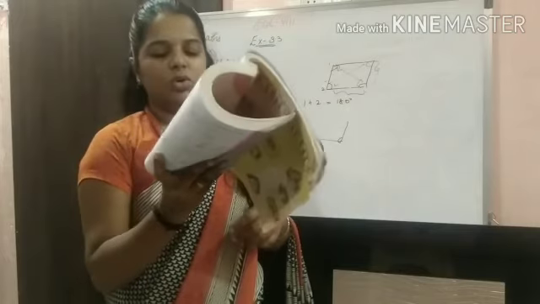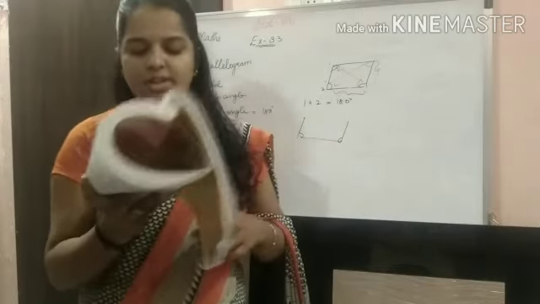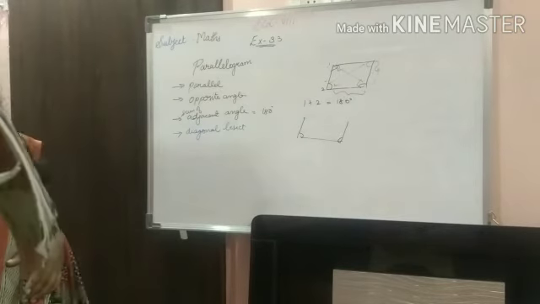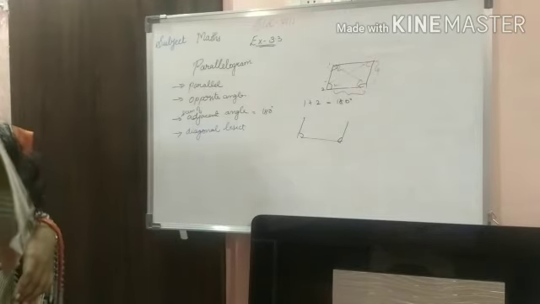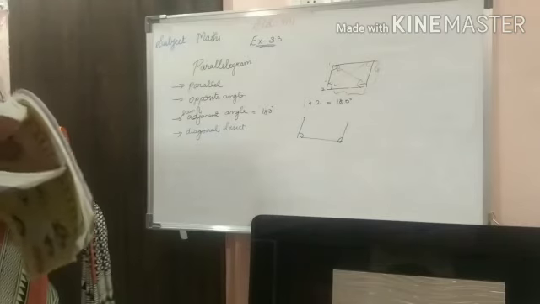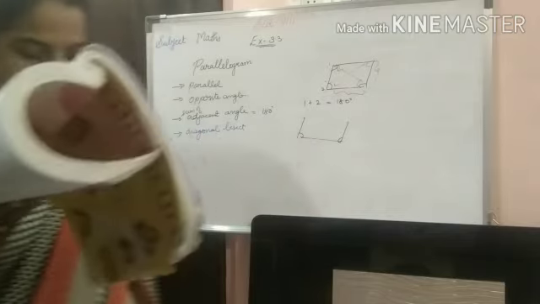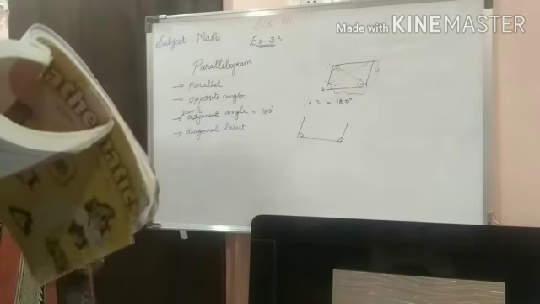OC is equal to BD. OC is equal to, you can write OC is equal to OA. Why? Because it is equal to half of that diagonal of the parallelogram. Understand, students? And diagonals bisect each other.